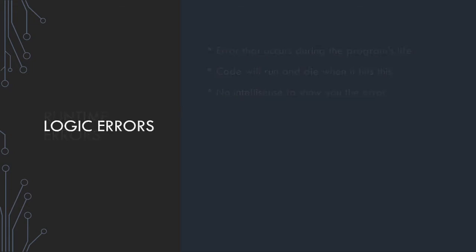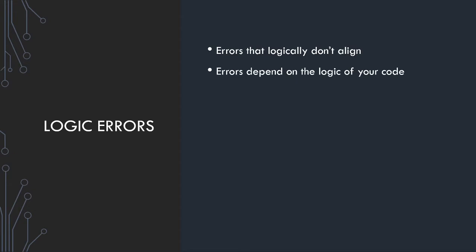And then last but not least, let's go over logical errors. Now, these are errors that logically don't align, and these errors depend on the logic of your code. If you're programming something that should logically make sense, then you should not have a logical error. Now, these severely depend on your logic of the code.